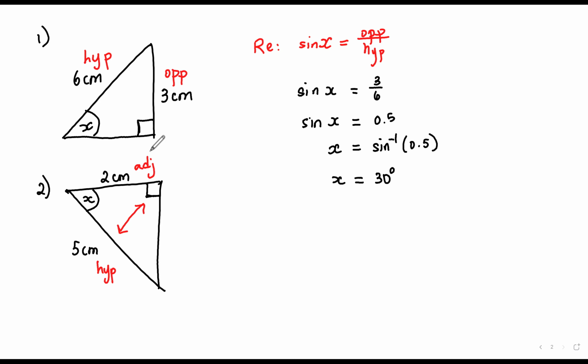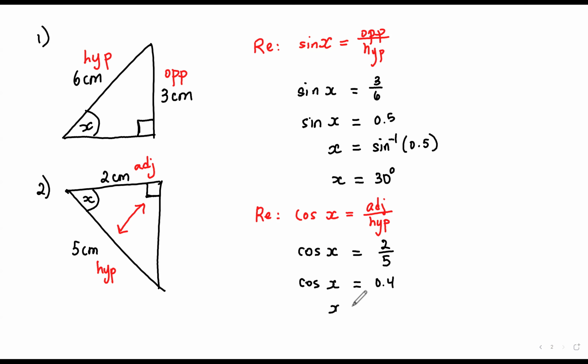So which ratio, guys, uses the adjacent and the hypotenuse? Cosine, right? So cos of angle x is equal to the adjacent over the hypotenuse. And now let's substitute our values in there. The angle is x. We're trying to find x. The adjacent is 2 and the hypotenuse is 5. So cos of x is equal to 2 divided by 5, which is 0.4.